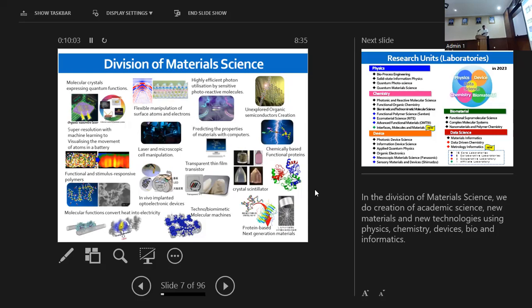Some labs are also working on transparent or flexible thin film transistors. I belong to that lab. And some labs are working on thermoelectric materials and so on. So there are many topics, and later I'll introduce some of the topics for each laboratory.